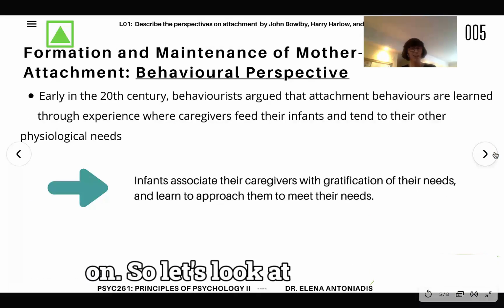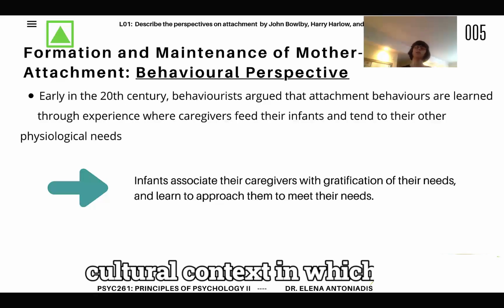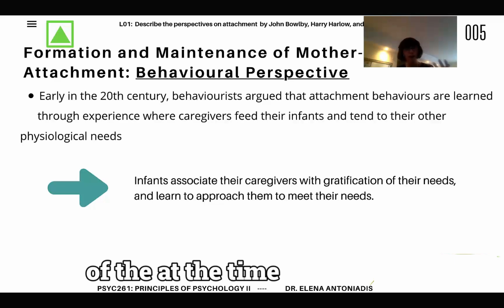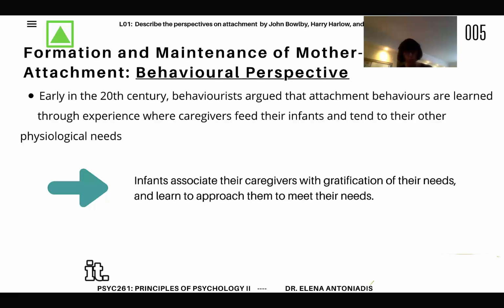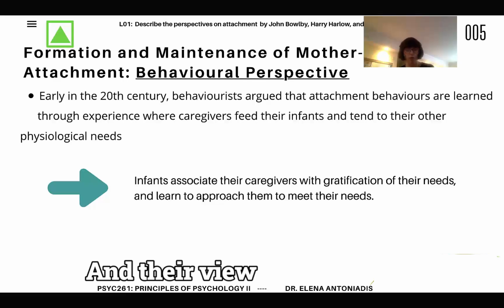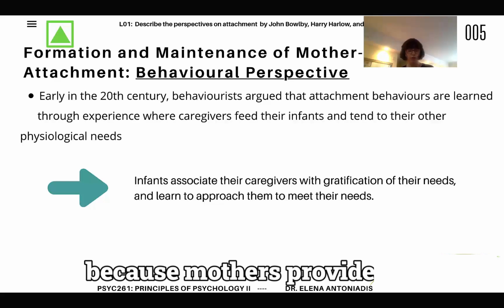So let's look at the academic context or the cultural context in which these theories developed. So at the time, in the 1950s and the 1960s, when John Bowlby started to write this theory and published it, psychological research in the US was dominated by behaviorism. So behaviorists occupied mainstream psychology at the time. And their view was that infants or babies become attached to their mothers because mothers provide food.